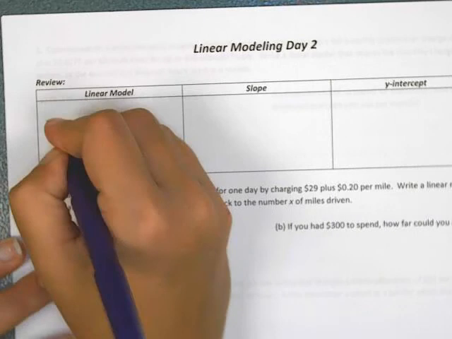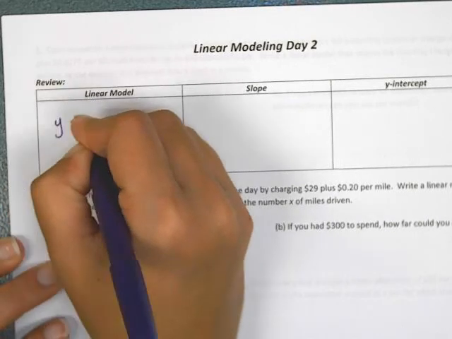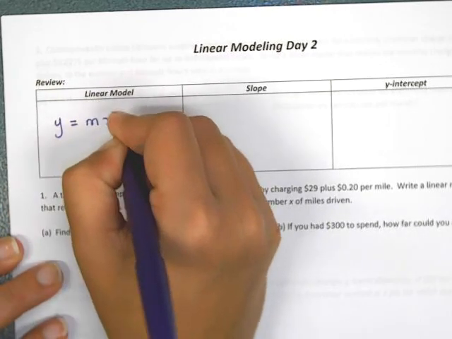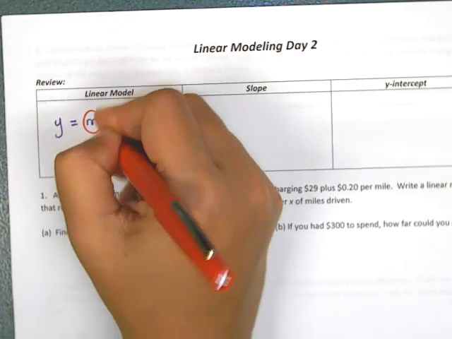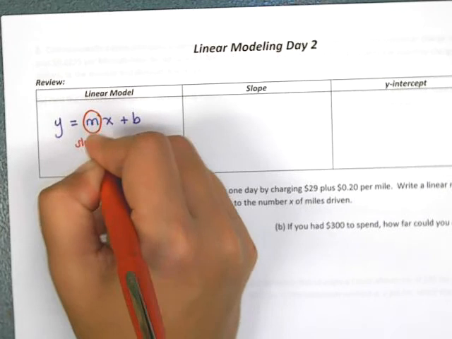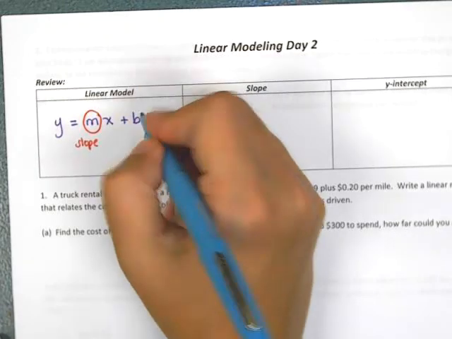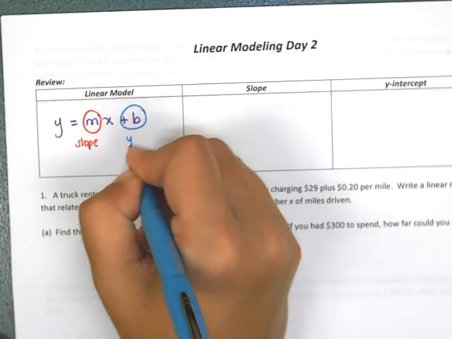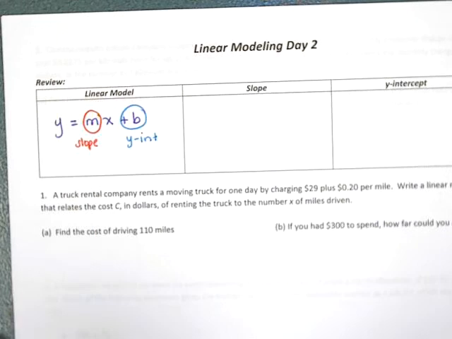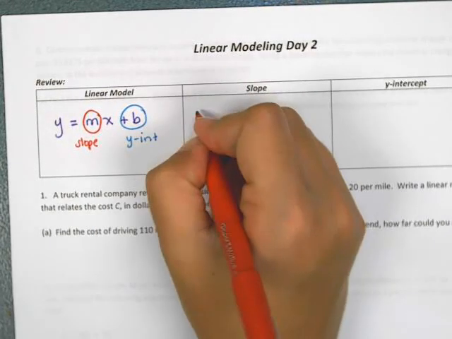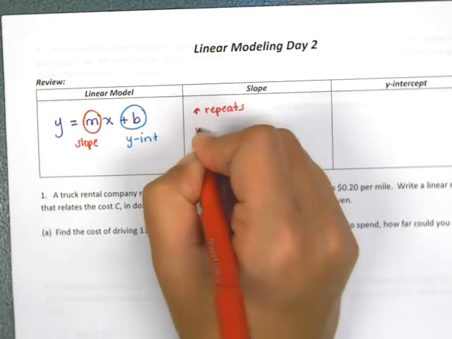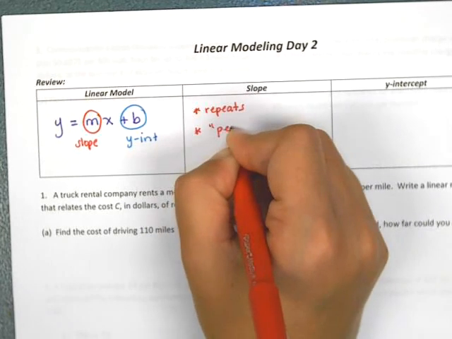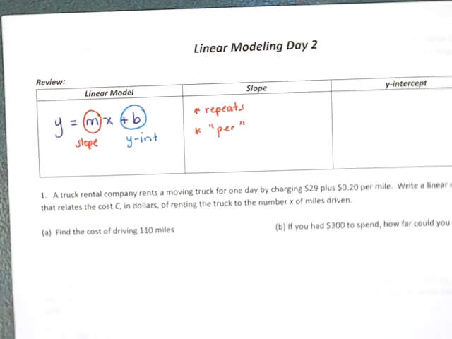So let's take a look at our review. We know that a linear model looks like this: y equals mx plus b. And in this model, the m is the slope, and the b is the y-intercept. Now, in a linear model, the slope is the number that repeats. We can look for the word per, as in per hour, per day, per year, to tell us that this number is repeating.